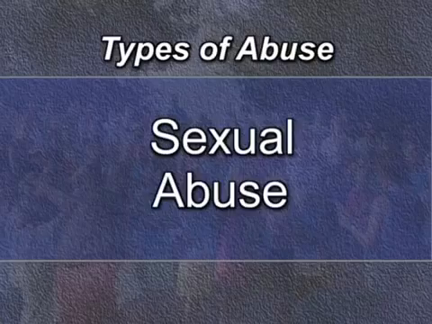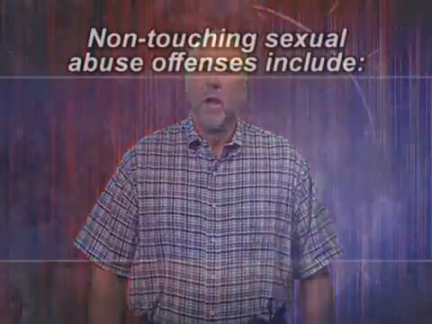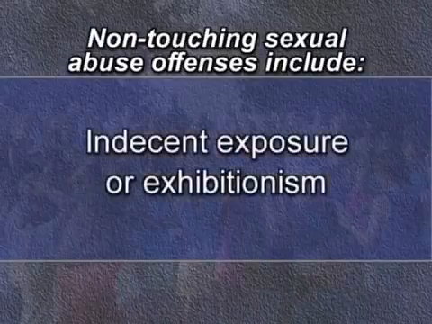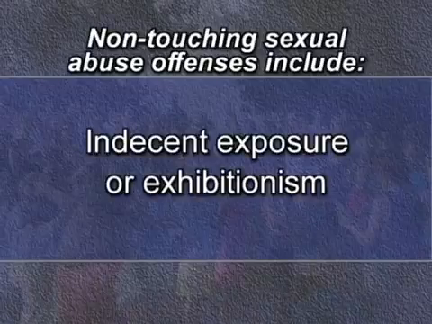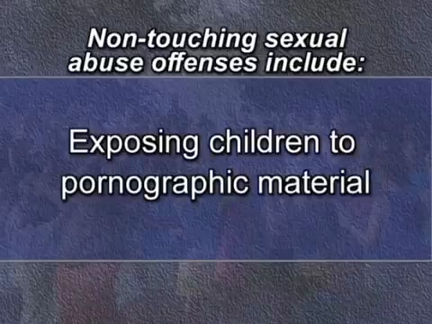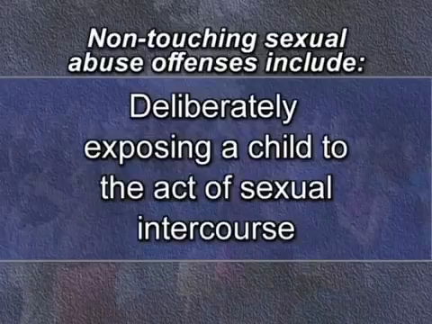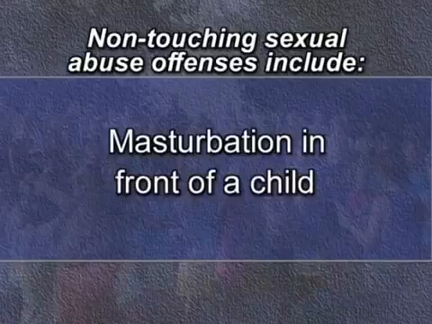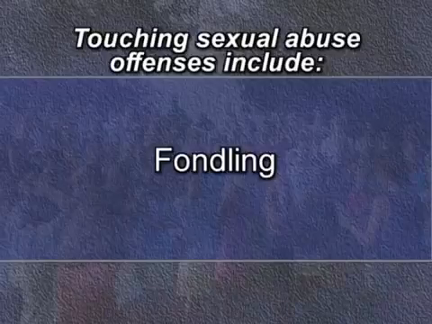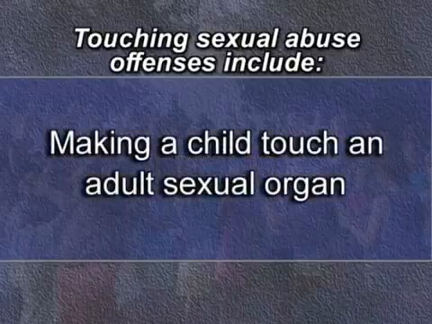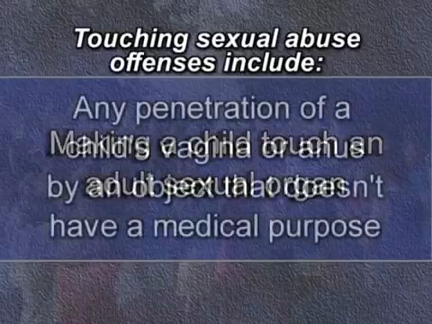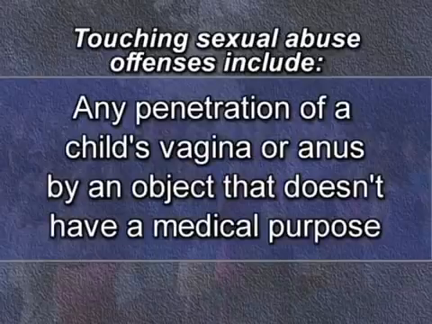Sexual abuse can occur through showing and communicating, as well as through touching. Not only forced activity, but also permission and persuasion can be abusive. Non-touching sexual abuse offenses include touching sexual offenses include other types of abuse, abandonment, and threats of harm.